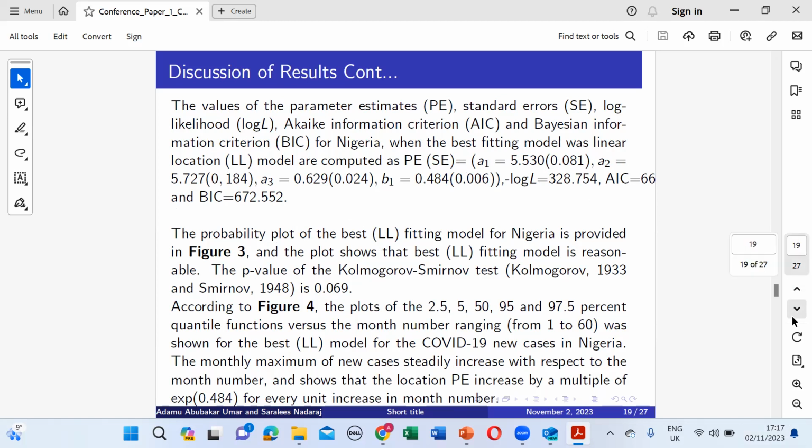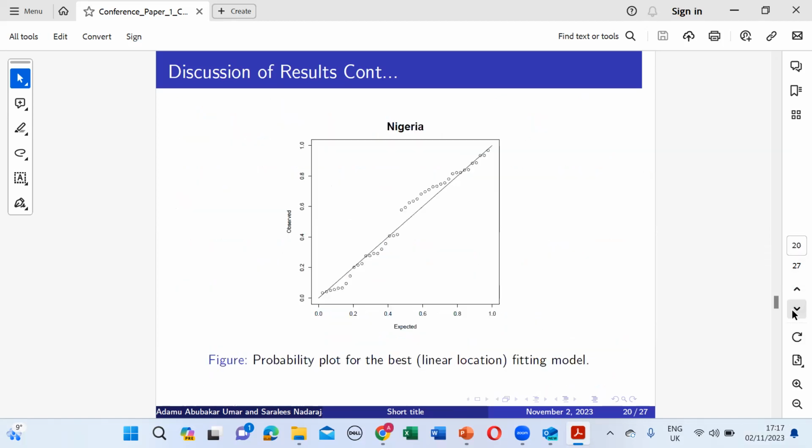So let's move to figure 3 to look at the fitted value. Look at it here. We have the probability plot for the best model, which is the linear location. After plotting all the 9 models, the linear location, the linear scale, the quadratic, we now realize that this model, which is the linear location, gives the best fit for modeling the Nigerian situation.